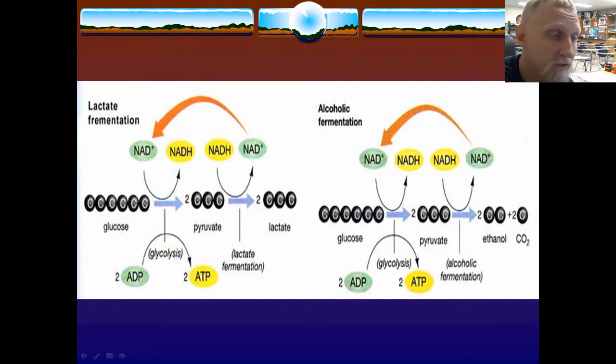So here are the two, this picture just kind of shows you the two different types of fermentation. The one on the left is what our muscles do, that's lactic acid fermentation. So they take glucose, turn it into pyruvate, and then turn it into lactate, or lactic acid. A yeast cell will take glucose, turn it into pyruvate, make 2 ATP, and then turn it into ethanol and carbon dioxide. A couple of videos about it now.